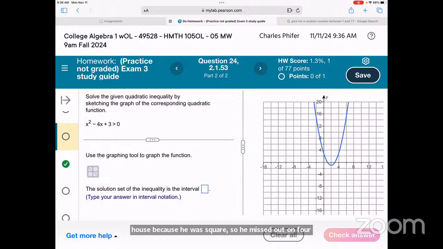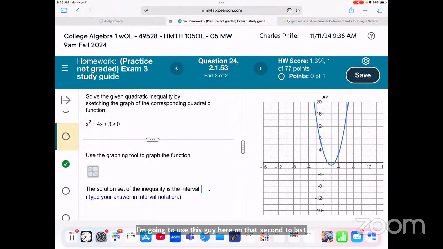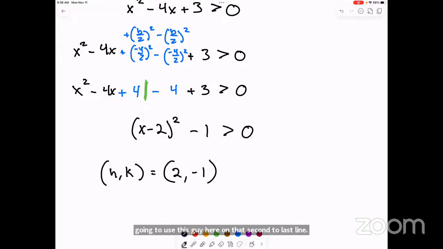In other words, -b plus or minus the square root of b squared minus 4ac all over 2a, right? So you can use that, but since we already have it in standard form, I'm going to use this one here on that second to last line, and I'm going to use that to solve. I'm going to set it equal to 0 and solve, right?